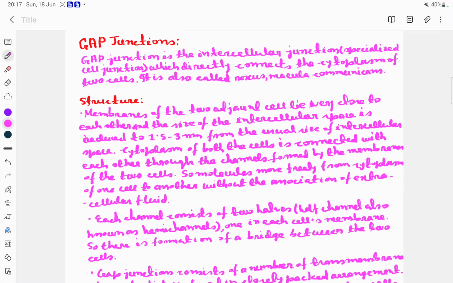Hi everyone, and today my topic of discussion is gap junctions. So, gap junction is the intercellular junction, which is also a specialized cell junction which directly connects the cytoplasm of two cells. It is also called nexus or macula communicans.